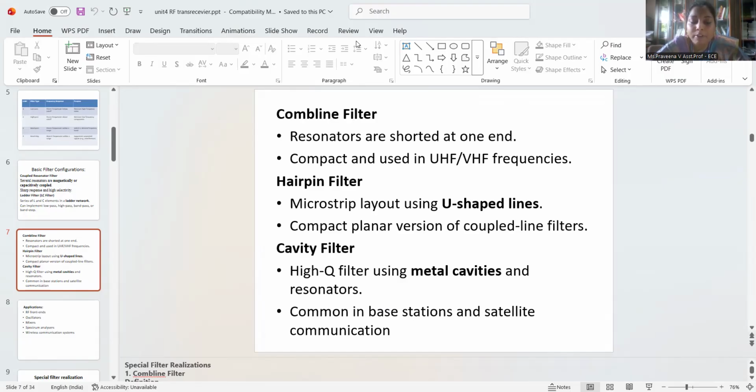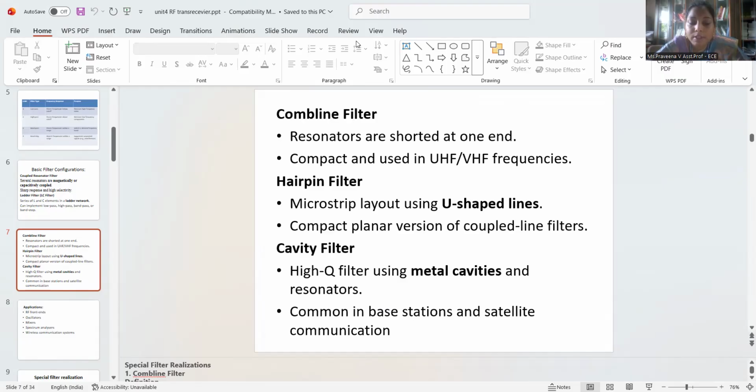The second is the hairpin filter. A hairpin filter is a planar microwave filter made using U-shaped microstrip resonators. It is essentially a folded version of the parallel coupled line filter. In wireless, it is used in Wi-Fi systems, Bluetooth devices, RF modules, etc. Microwave communications also use it.